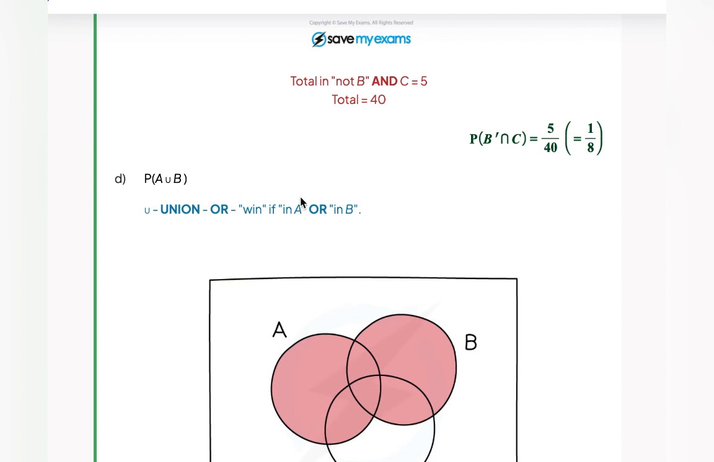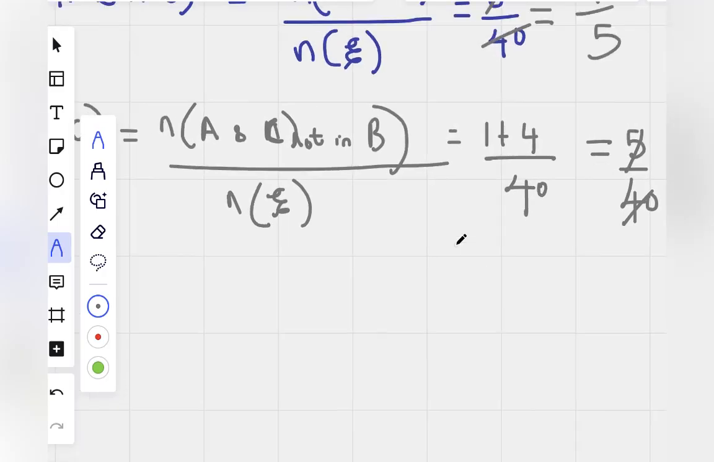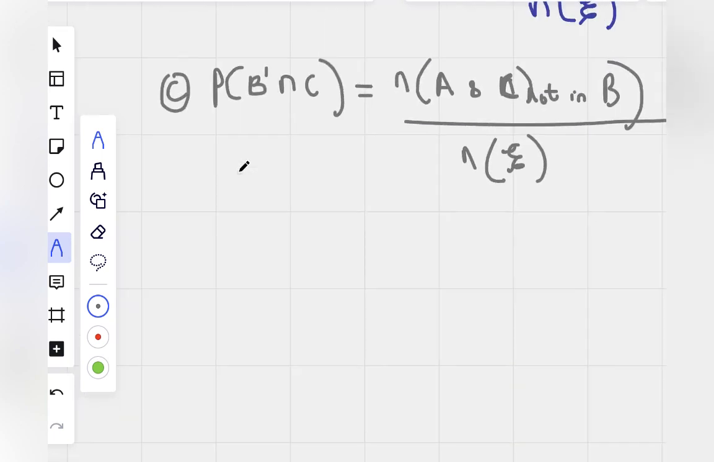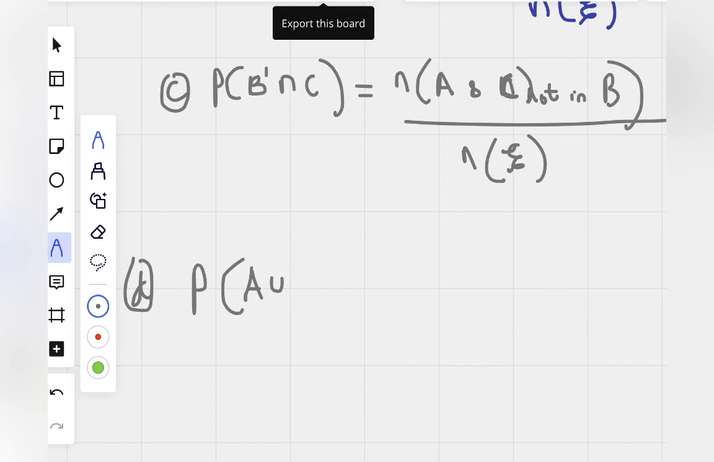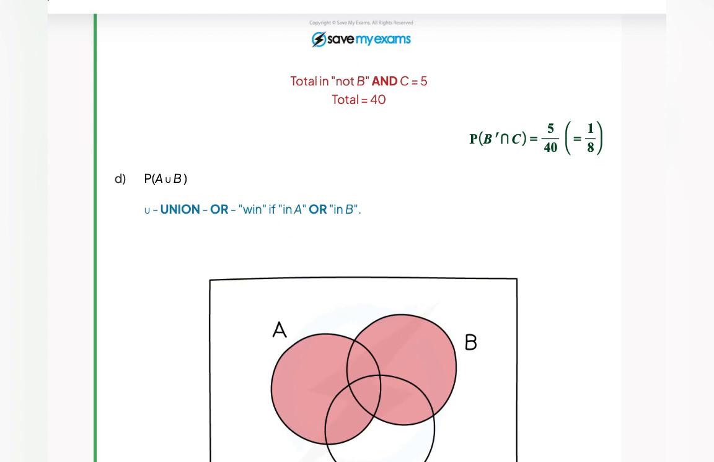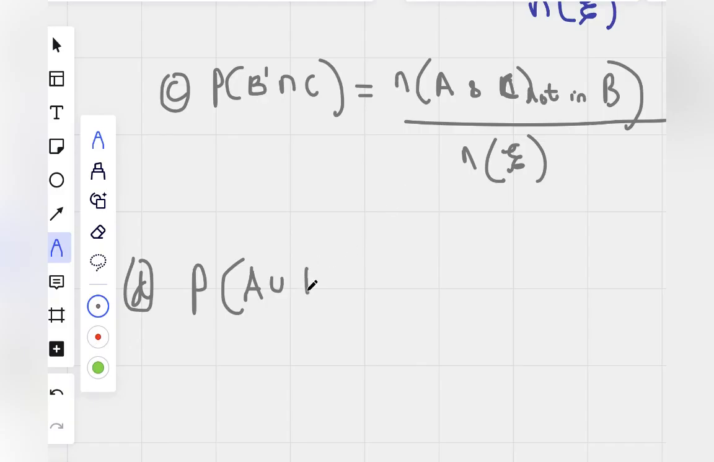We must not include C only. It will include C, but not C only, because A and B cut across C. So let's go and highlight that place. Probability of A union B. Union means all the elements in set A and set B. Is it A union B or A union C? The question says probability of A union B.